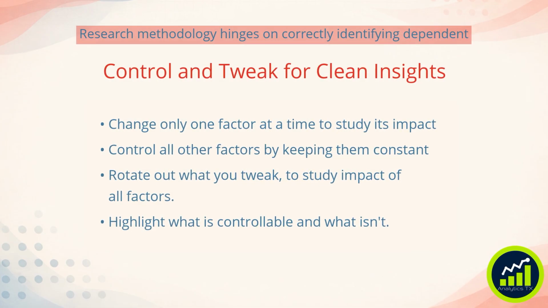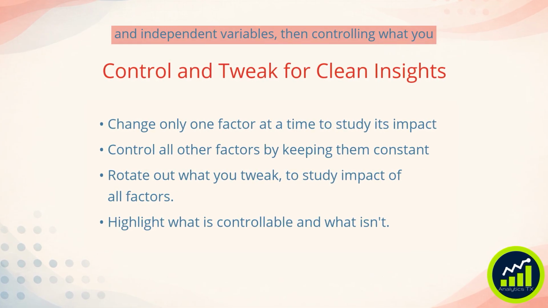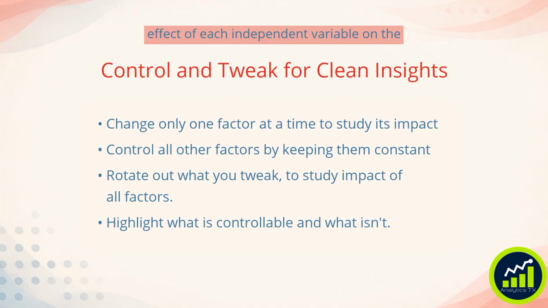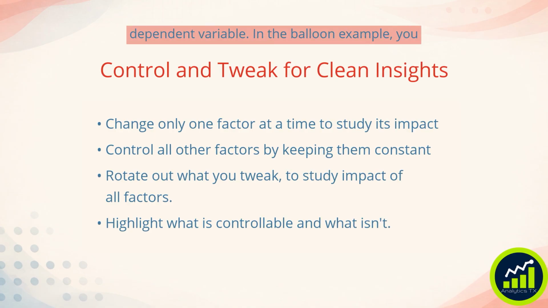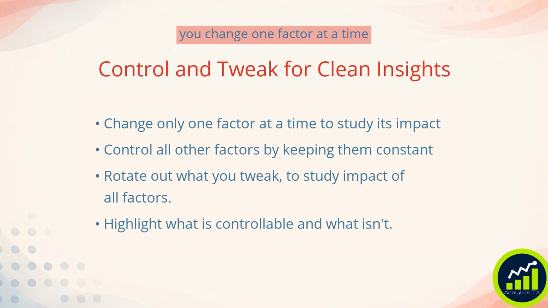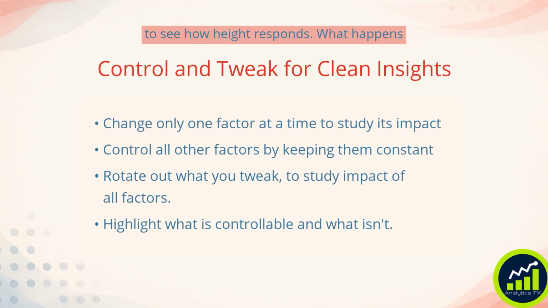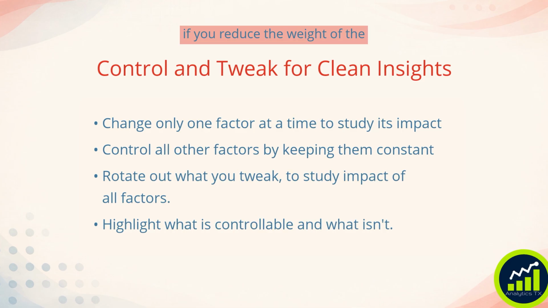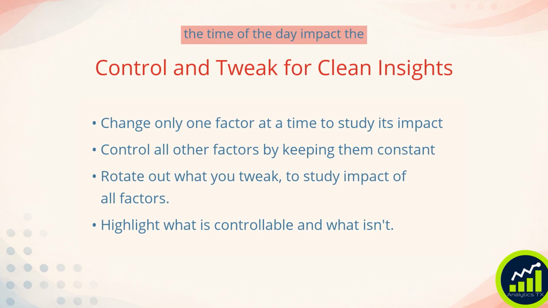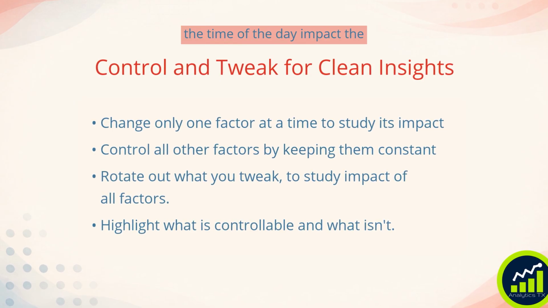Research methodology hinges on correctly identifying dependent and independent variables, then controlling what you can. This allows one to study the effect of each independent variable on the dependent variable. In the balloon example, you try to hold other factors steady, while you change one factor at a time to see how height responds. What happens if you reduce the weight of the basket, leaving everything else the same? Does the time of the day impact the height the balloon can reach?